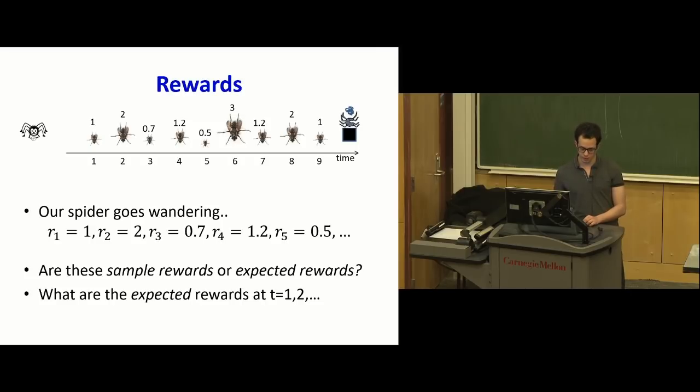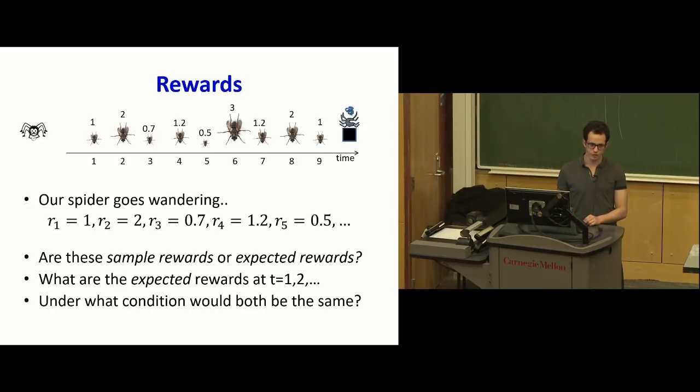So what would be the expected rewards? Well, if I just show you that, you cannot say. But if I'm asking you, under what condition would they be the same in terms of environment states and Markov process? Under what condition can you say that the sample rewards are the same as the expected rewards? The size of the flies are all the same. Yeah, that's one way of putting it. But in terms of Markov reward process, how would you formalize that?